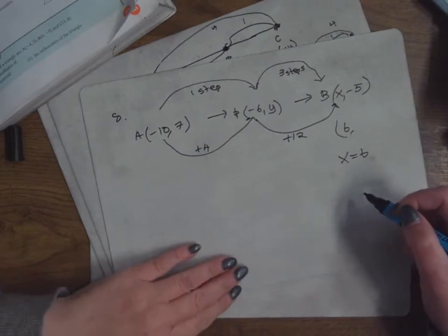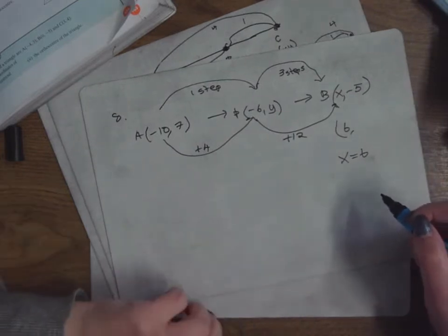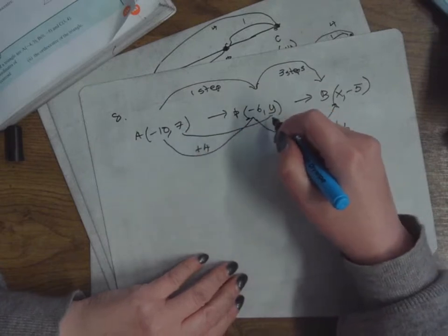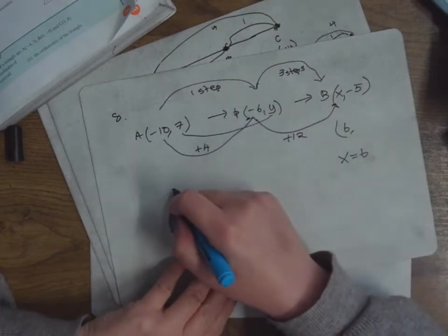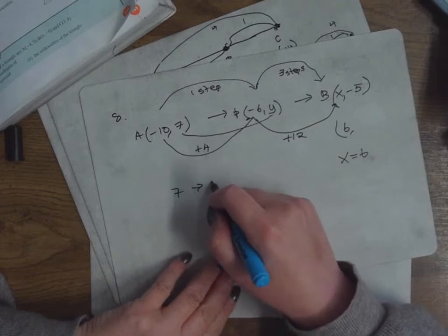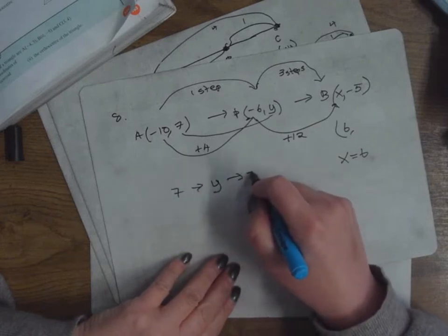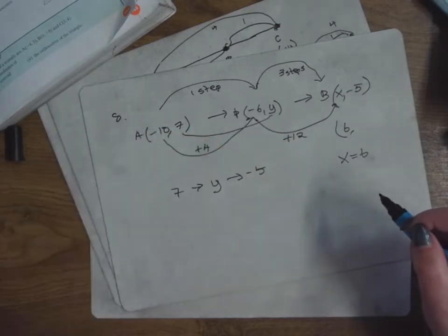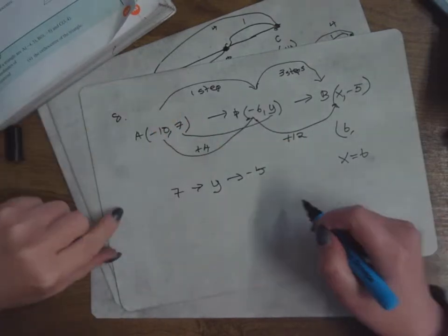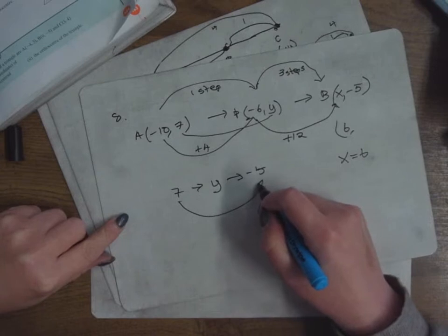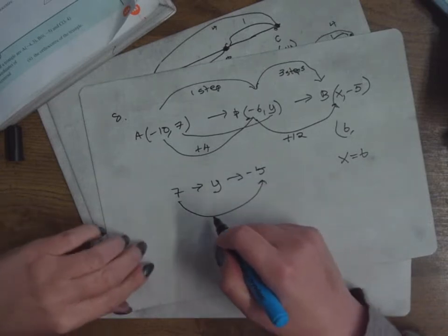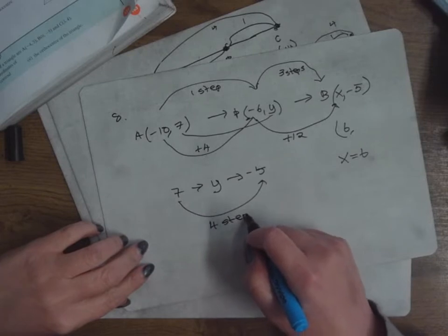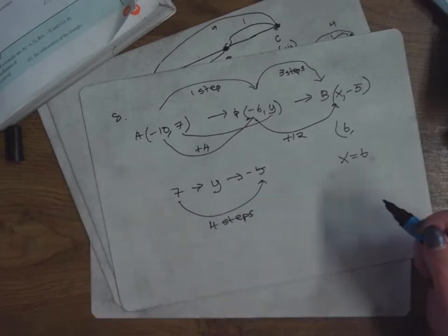Right, then let's do the y's. So 7 goes to y, and then it goes on to minus 5. Would you agree? So that's what happens here. So the whole way would be how many steps? 4 steps, wouldn't it? Because it's 1 step to y and it's 3 steps to minus 5. So it's 4 steps, yes.